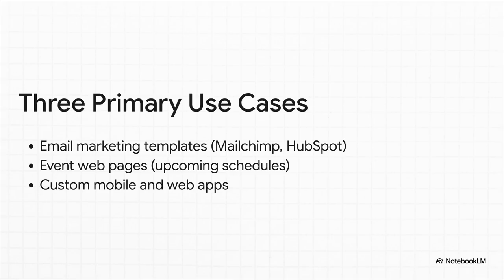Well, you could drop this code right into your email campaigns in MailChimp or HubSpot. Or you could use it to power a whole upcoming events page on your website that, get this, updates automatically. You could even use it as the engine for a custom mobile app. The possibilities are huge. And if you're wondering about scale, can this handle a lot of events?